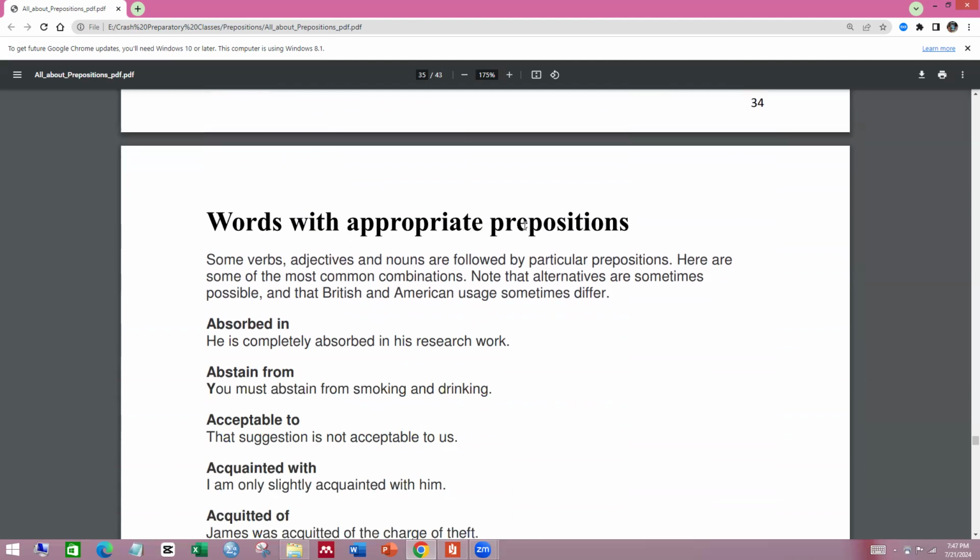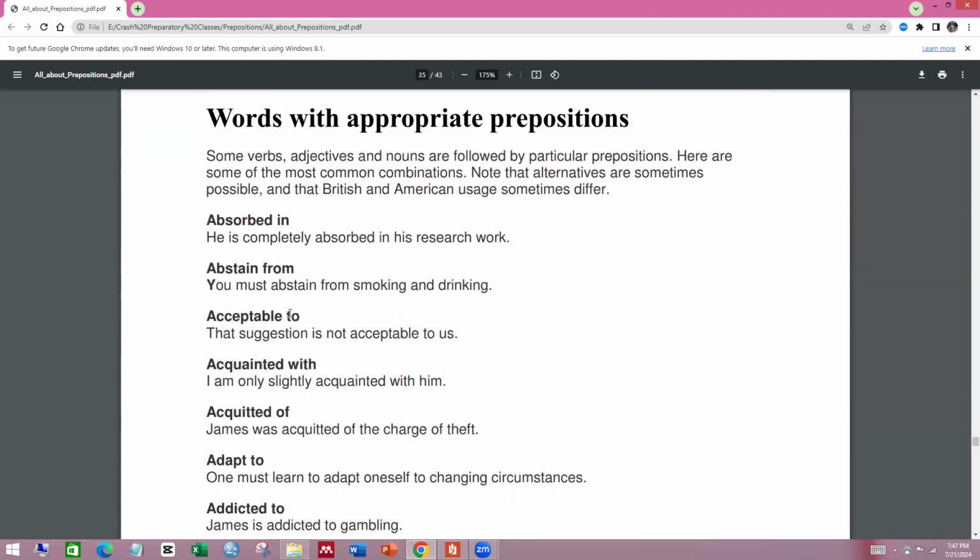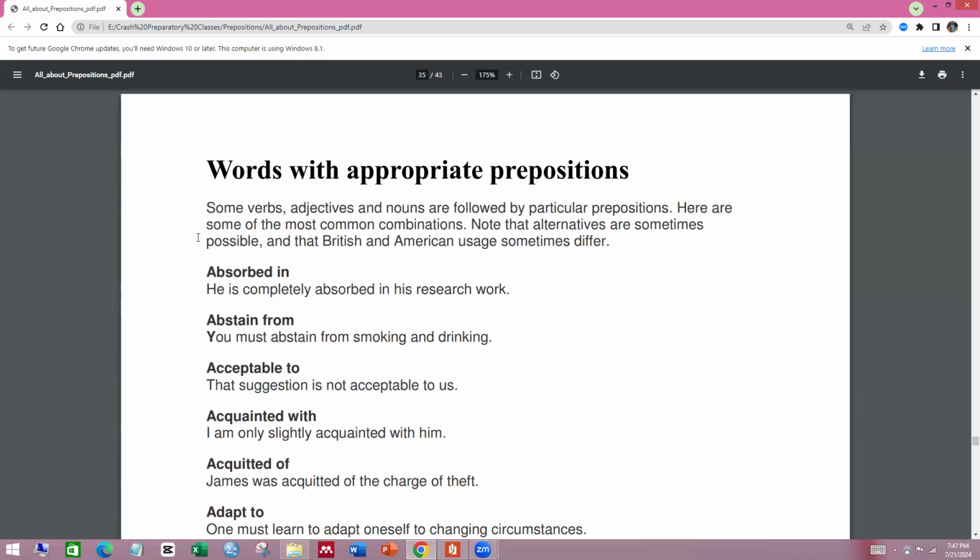Okay, words with appropriate prepositions. This is going to be one of the last topics in the prepositions. और तकरीबन जो nature of the preposition के words हैं या फिर उसके types हैं, kinds हैं, uses हैं, वो हमने अपने previous lectures में cover कर लिए हैं. चलिए आगे बढ़ते हैं. Some verbs, adjectives and nouns are followed by particular prepositions. Here are some of the most common combinations. Note that alternatives are sometimes possible and that the British and American usage sometimes differ. अब ये जो word list है, mostly testing patterns में, errors में या फिर writing के अंदर mostly use होती है.